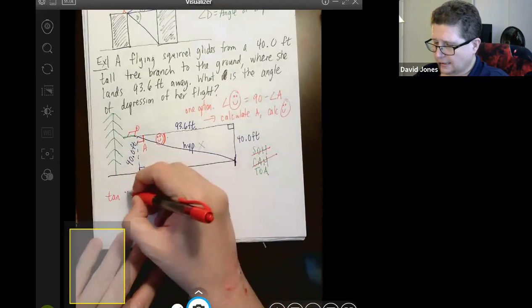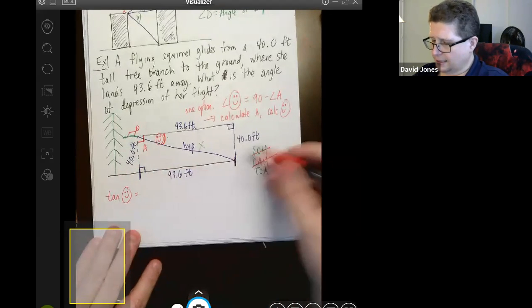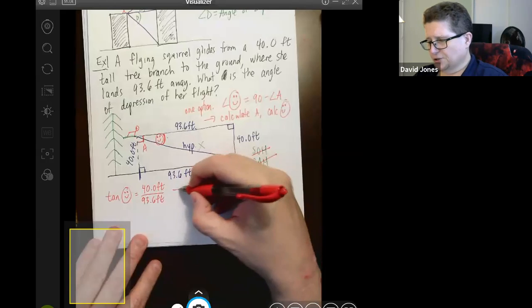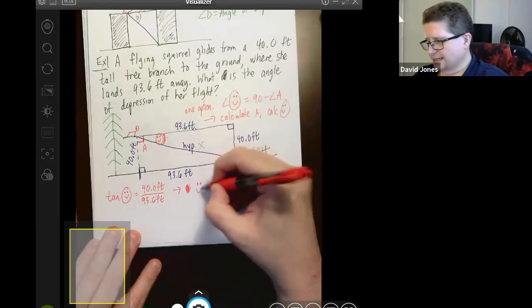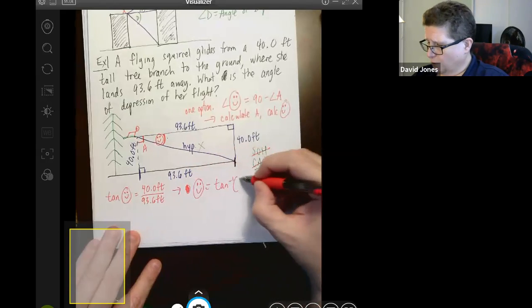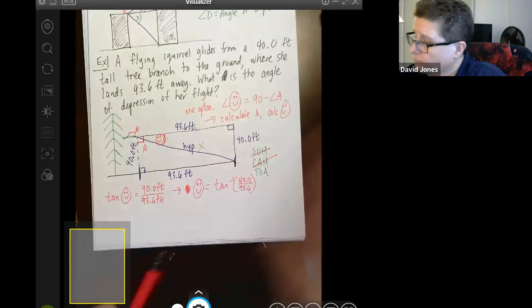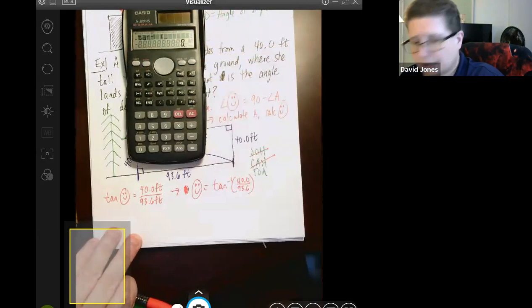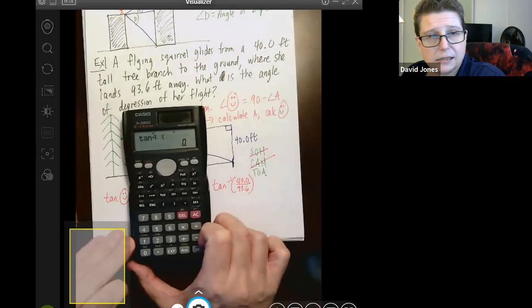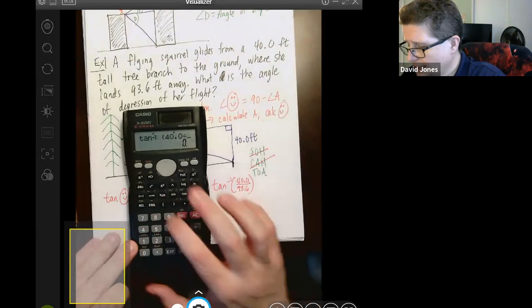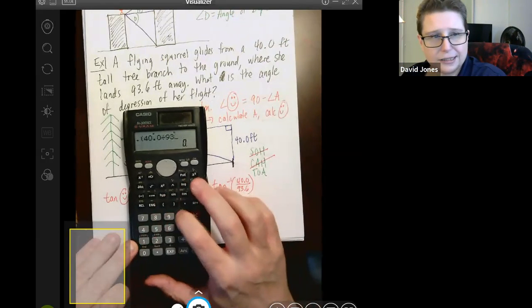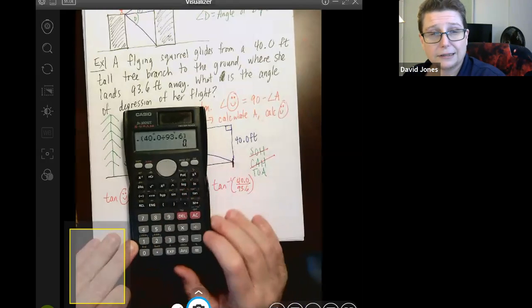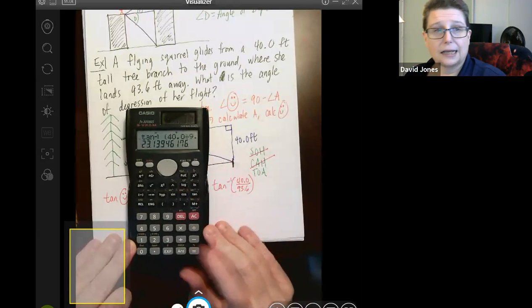Tangent of smiley face equals opposite, 40.0 feet over 93.6 feet, which is adjacent. Feet cancel, and if I do the inverse, smiley face equals tangent inverse of 40.0 over 93.6. Parentheses. Put it down here where you can see it. 40.0 divided by 93.6 equals.